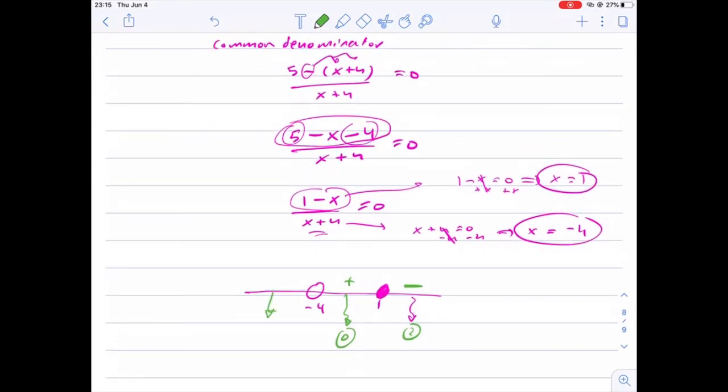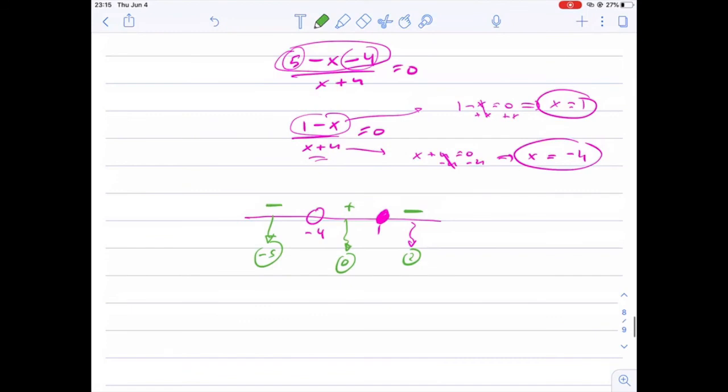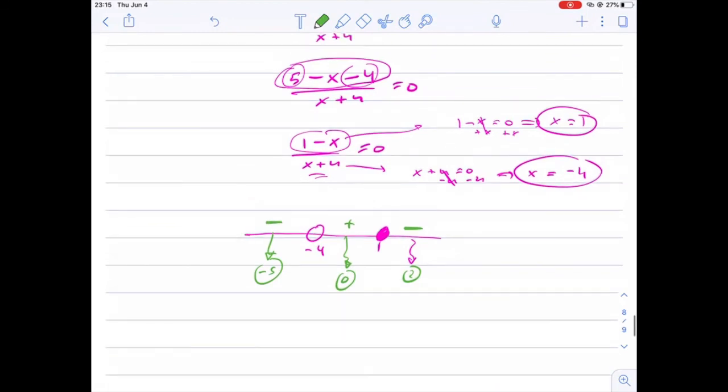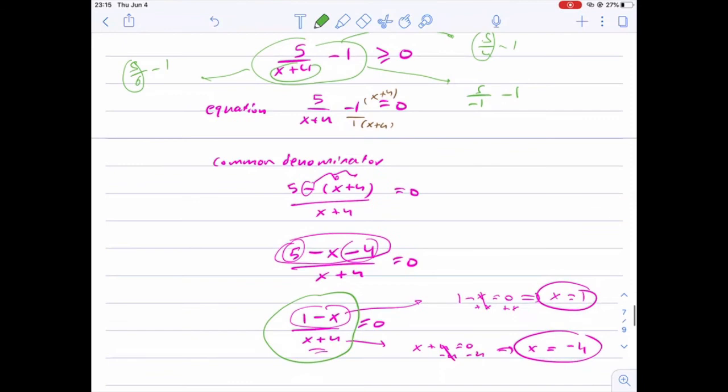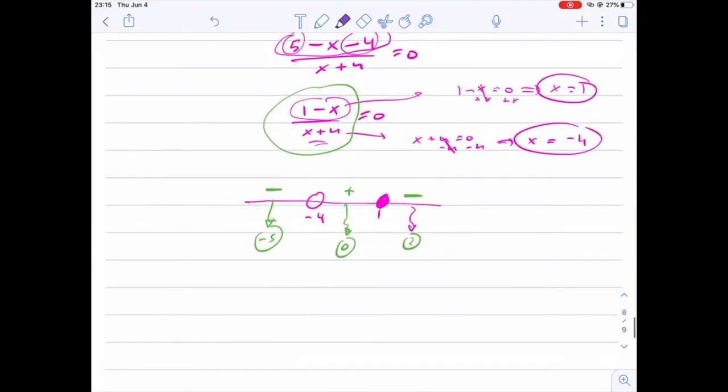Now we choose a value less than negative 4. Let's choose negative 5. And we substitute here 5 over negative 5 plus 4, which is negative 1, minus 1. Negative minus negative is negative. Now the inequality determines which interval we have to use. The inequality includes greater than or equal. That means positive or non-negative in this interval.